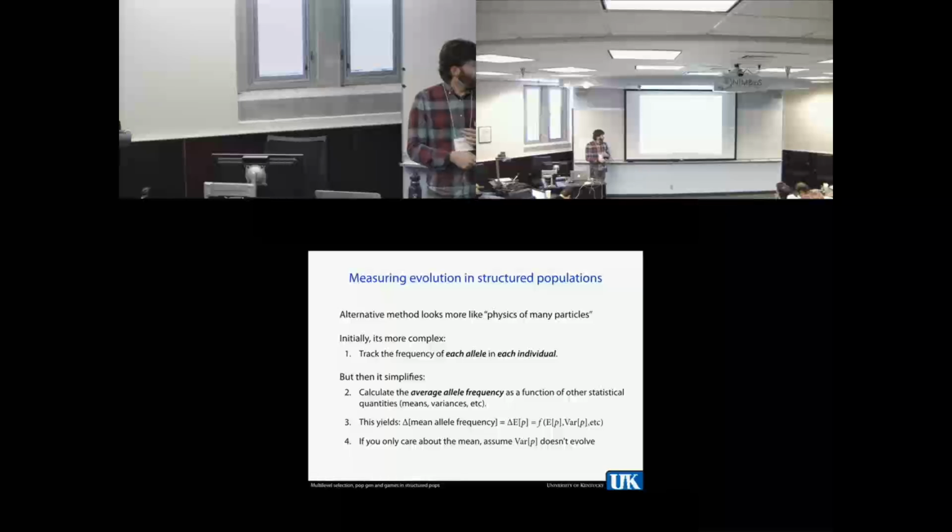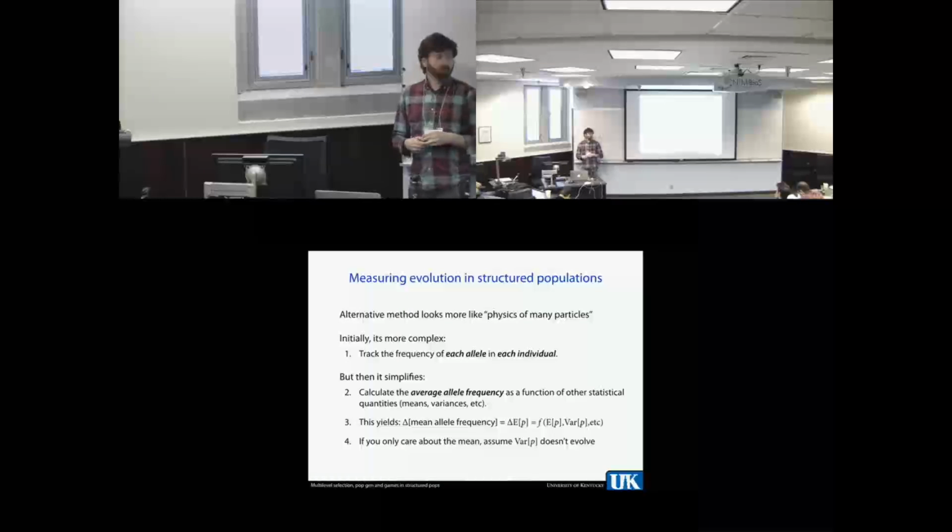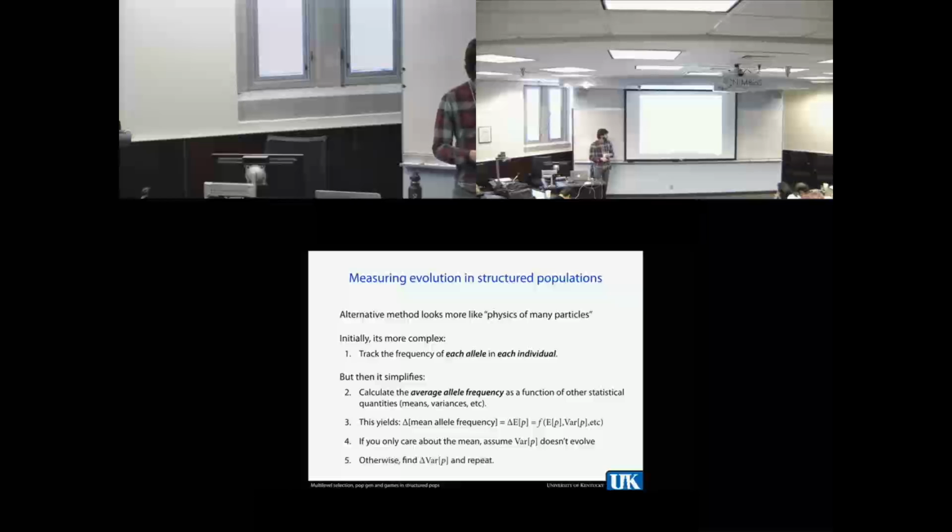And then what you do is, if you only care about, say, the change in the mean, maybe because you want to know, does the mean value of this variable increase? Does the mean fraction of cooperators in the population increase? Then one thing you can do is you can just assume that this variance takes a fixed value. And if you do that, then this variance itself is not changing over time, and you can continue to stick it into this equation for the change in the mean.